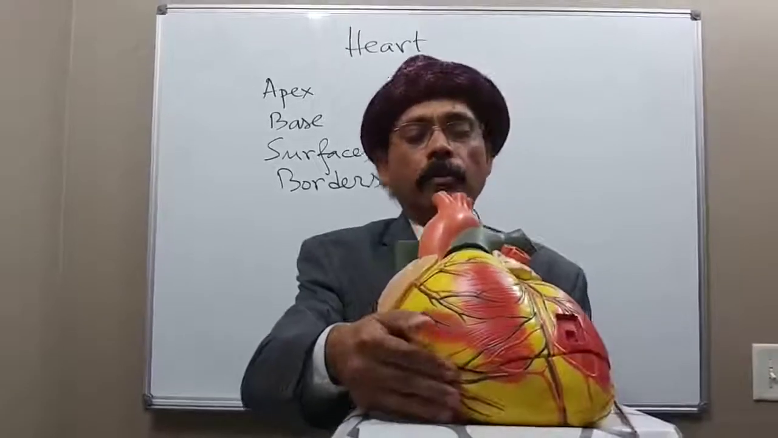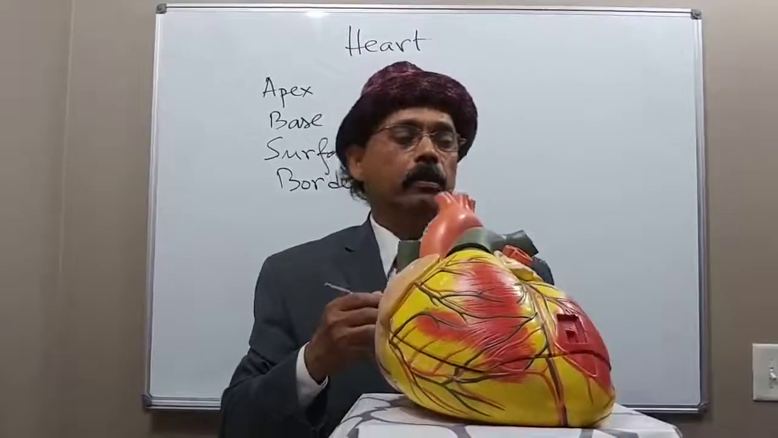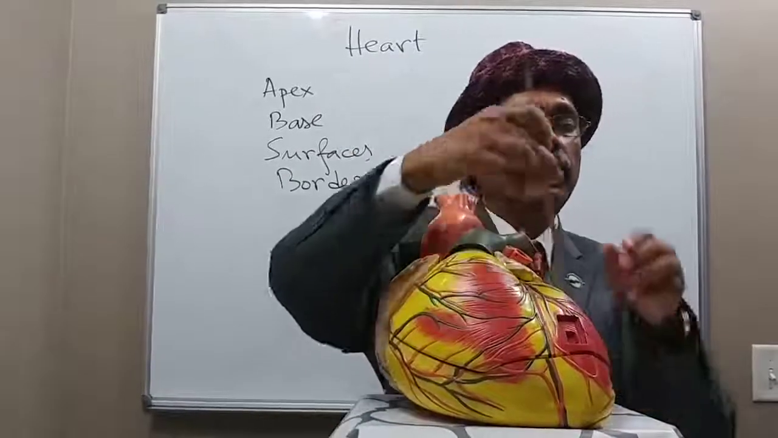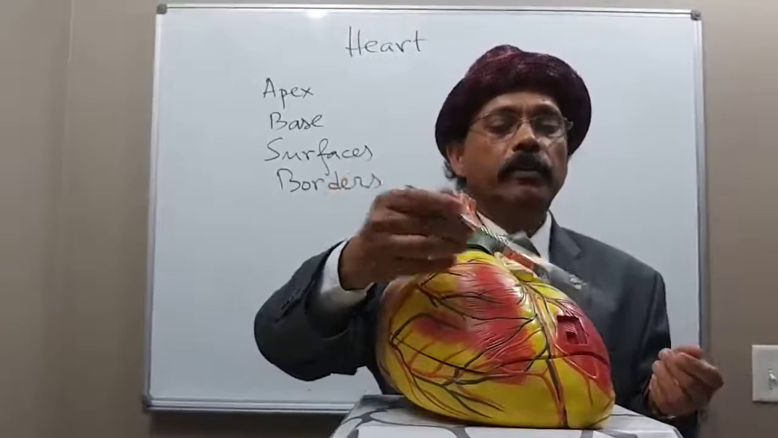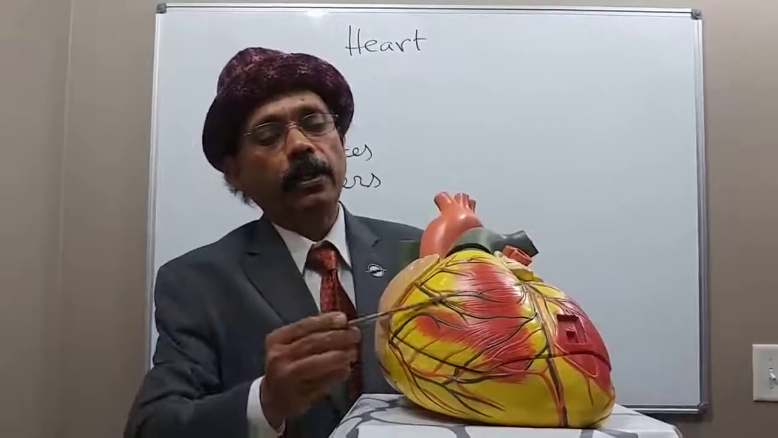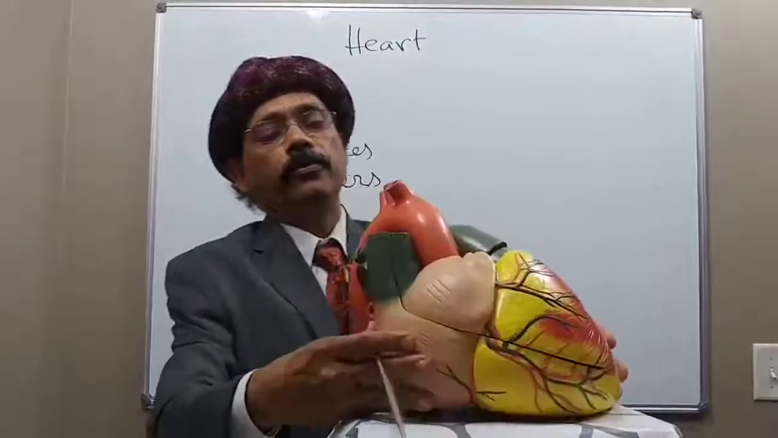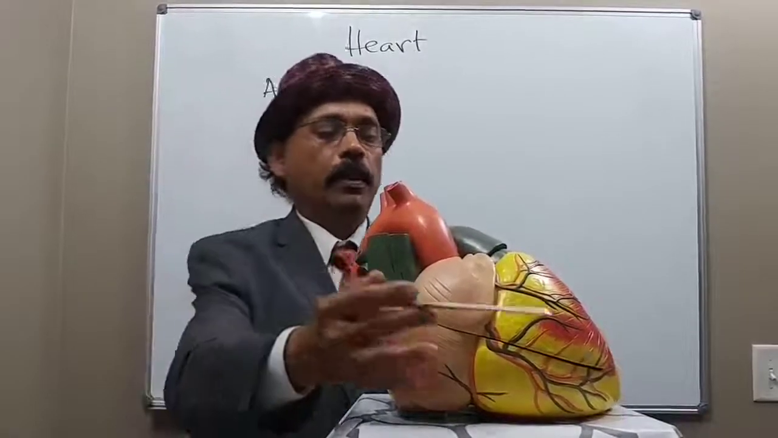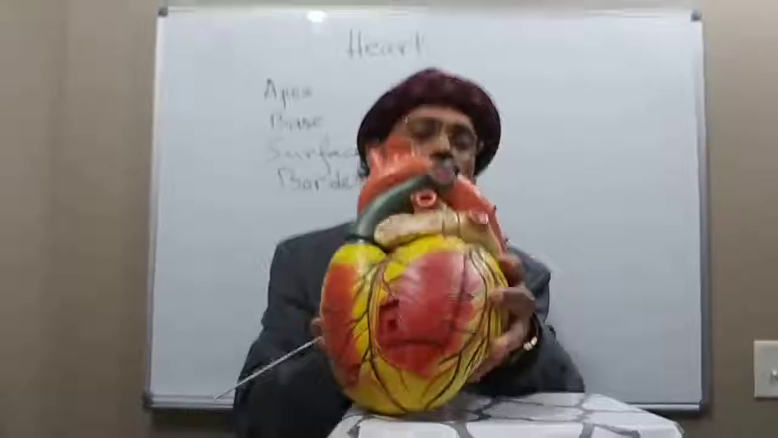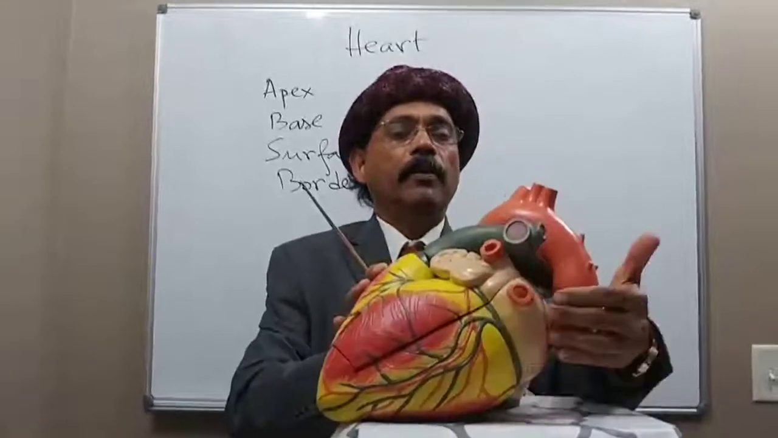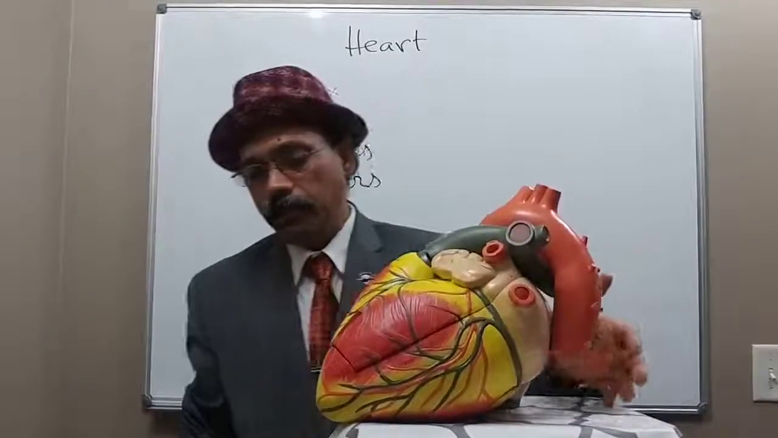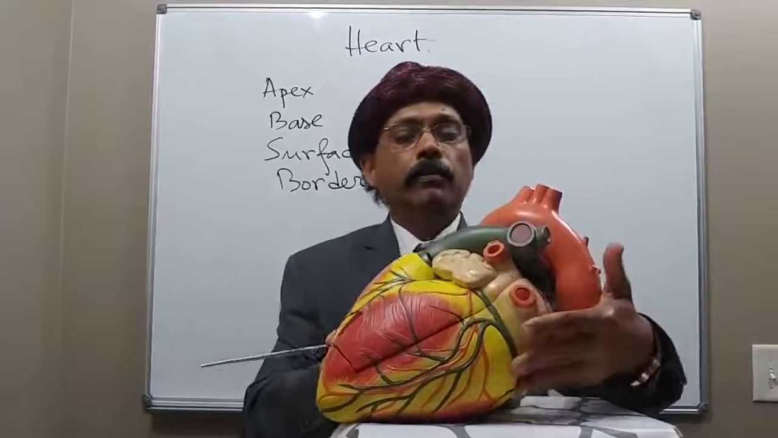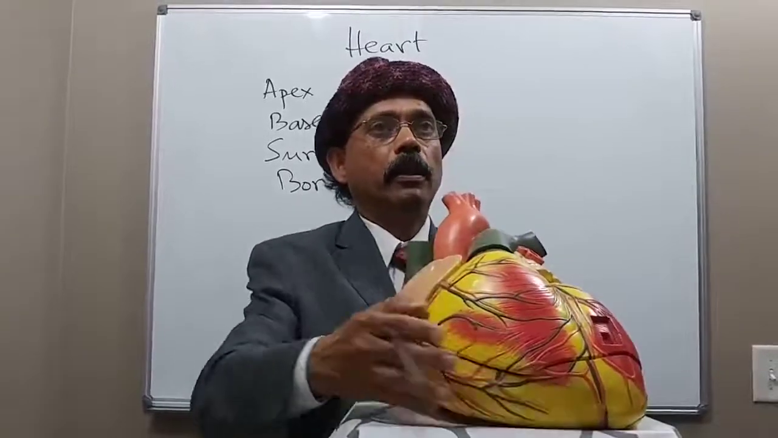Okay, so we have the left ventricle here. This is the right ventricle. This is the right atrium, and here is the left atrium. So we got 4 chambers of the heart.